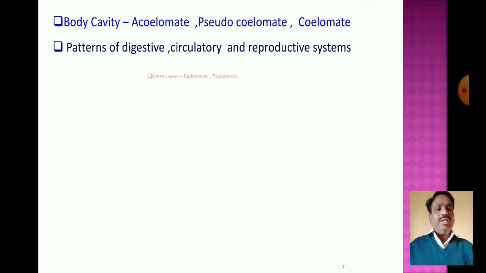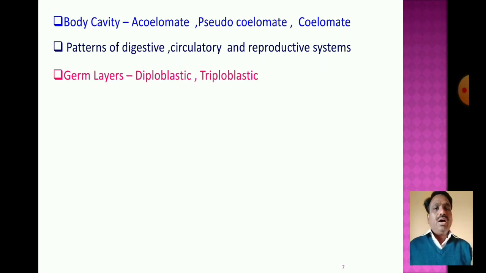Next, the basis of classification is the germ layers. There are two types of germ layers: diploblastic and triploblastic. These two germinal layers are present.